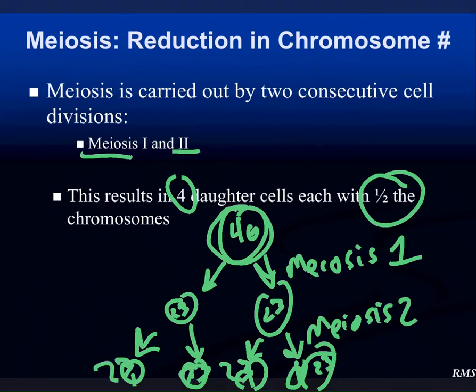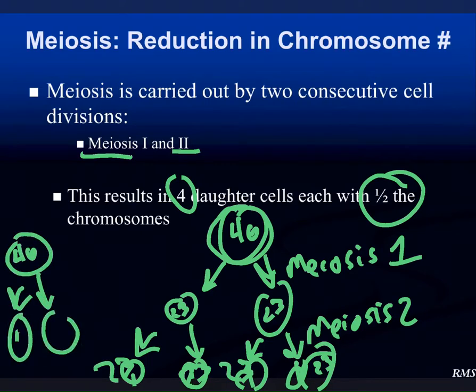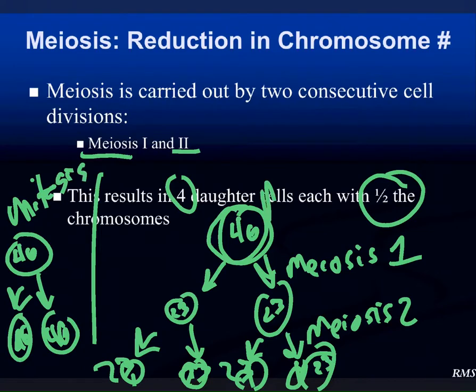That's meiosis. Compared to mitosis, remember, in mitosis you start with one cell with 46, and out of that you get 2 cells with 46. So this is mitosis, this is meiosis.